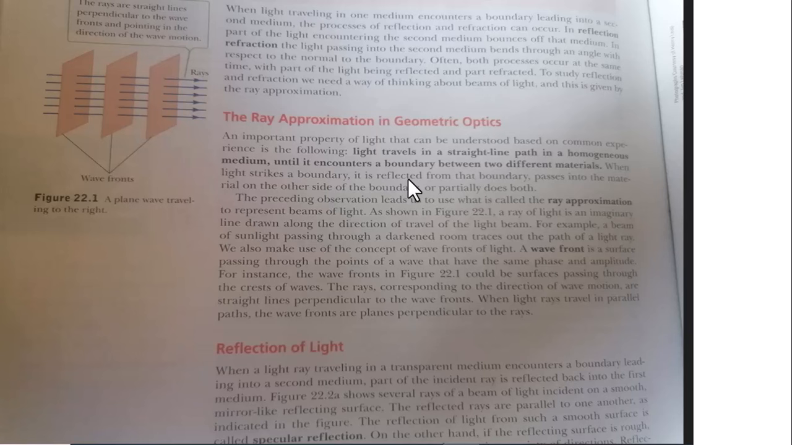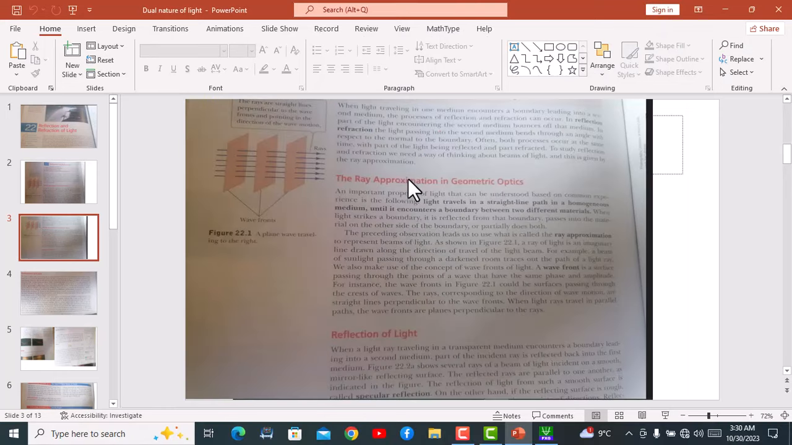Okay, that's fine. A wave front is a surface passing through the points of a wave that have the same phase and amplitude. Let's read that once again. A wave front is a surface passing through the points of a wave that have the same phase and amplitude.